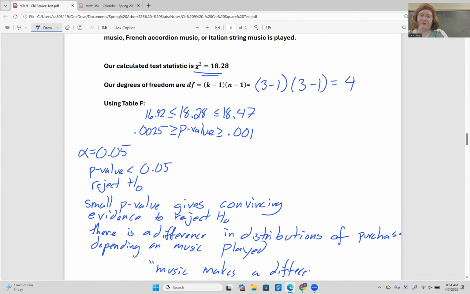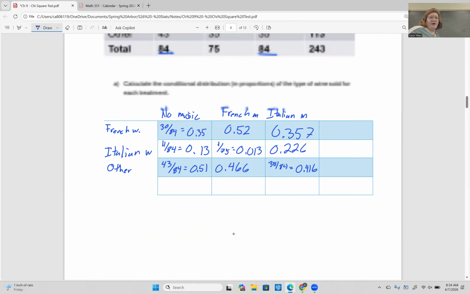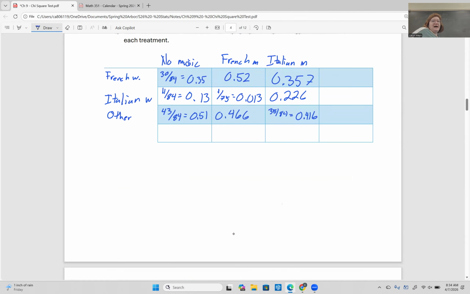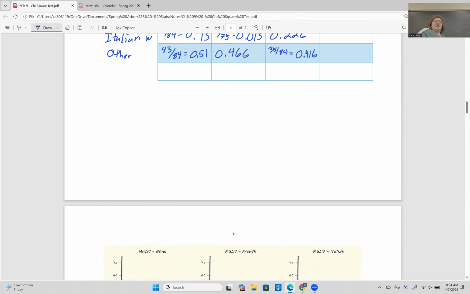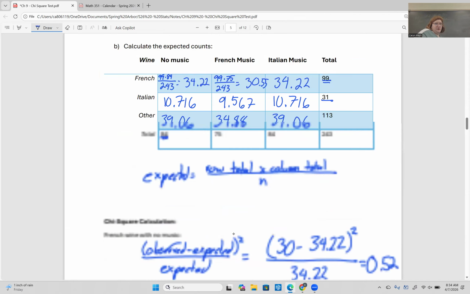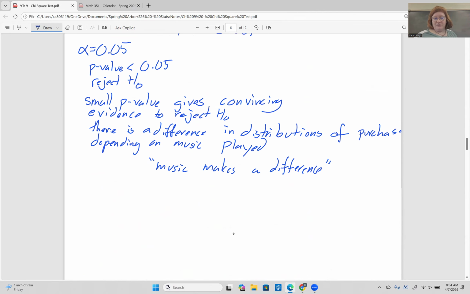And this is where that first piece we did comes back. We now have music makes a difference. That first piece, where we calculated our proportions, would give us more of that idea of how it makes a difference. If we were the ones running the supermarket, we could then look at these pieces to start trying to see what I should be playing to sell more to the people that come into my store.